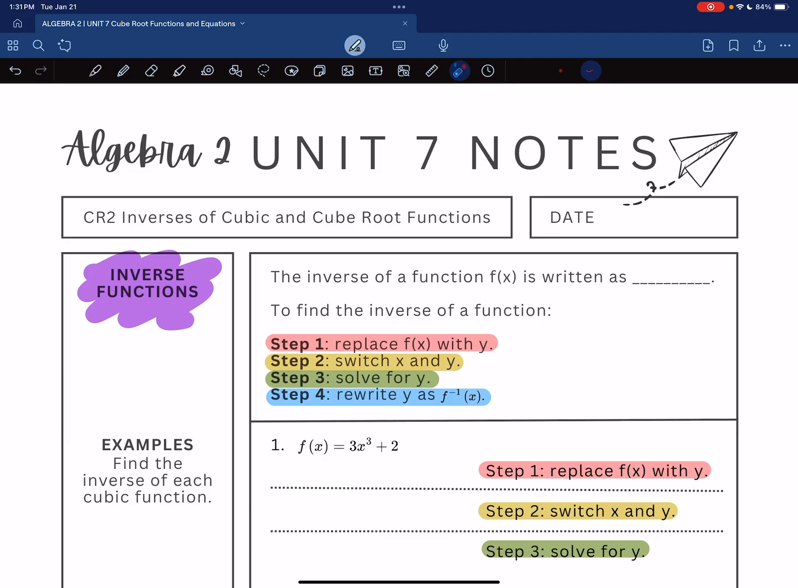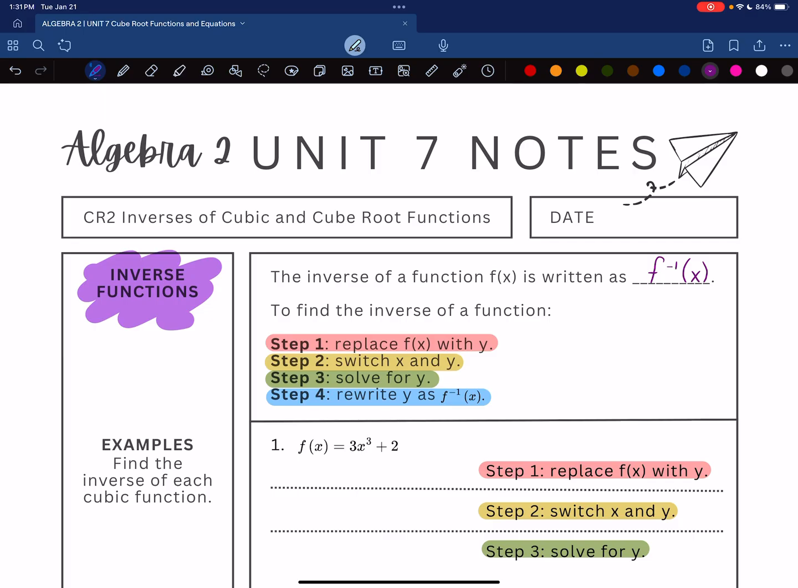We are in our 7th unit in Algebra 2, where we are looking at cubic and cube root functions and equations. And today we're focusing on writing inverse functions. Whenever you're writing the inverse of a function, if that function is f of x, its inverse would be written as f, matching the function name, but we would denote it with this little -1 in the exponent or superscript position. That is how we denote the inverse of a given function f.